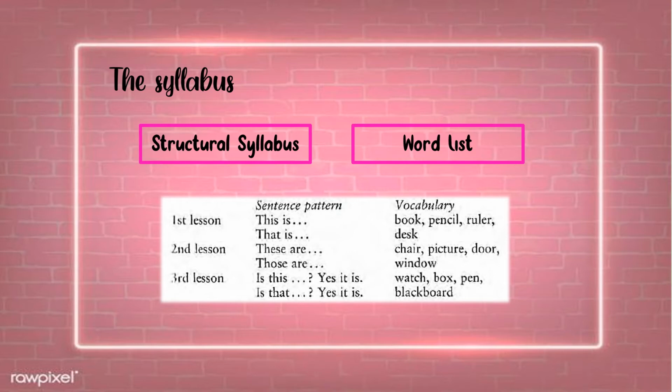In a three-class lesson plan, the word list will be: for the first lesson, the sentence patterns are "this is" and "that is," and the vocabulary to be used is book, pencil, ruler, and desk. For the second lesson, the patterns are "these are" and "those are," and the vocabulary is chair, picture, door, and window. And finally, for the third lesson, the patterns are "is this, yes it is," and "is that, yes it is." And the vocabulary is watch, box, pen, and blackboard.